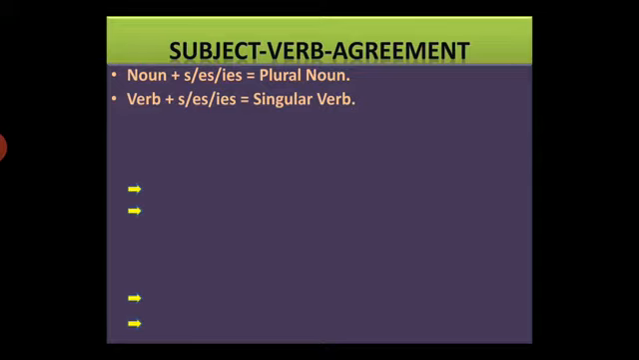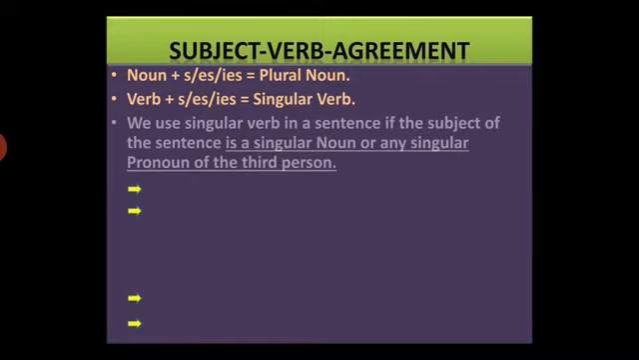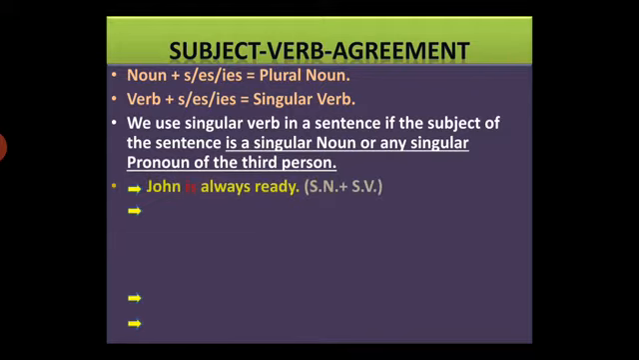Dear students, if the subject of the sentence is a singular noun or any singular pronoun of the third person, we use a singular verb. Obviously, it's a very simple rule. John is always ready. John is a singular noun, and is is a singular verb. So for a singular noun, a singular verb is required. He goes to school in time. He is a singular pronoun of the third person and goes is a singular verb. So for a singular pronoun, we require a singular verb.